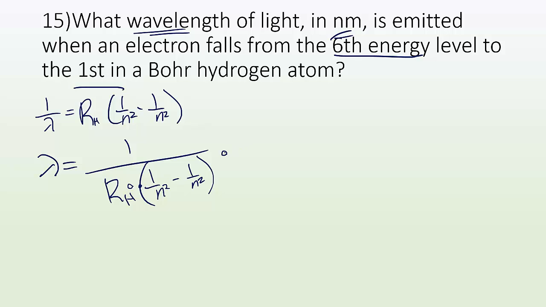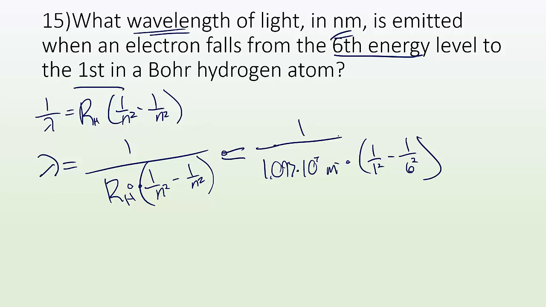Now I plug and chug. That's 1 over that RH number, 1.097 times 10 to the 7 per meter, times the transition, which is 1 over 1 squared minus 1 over 6 squared. I get an answer of 9.38 times 10 to the minus 8 meters.